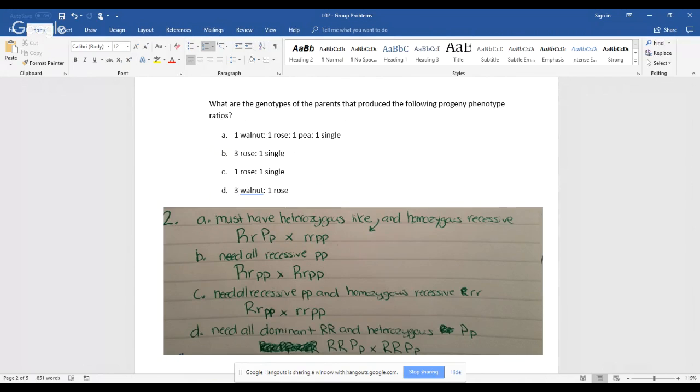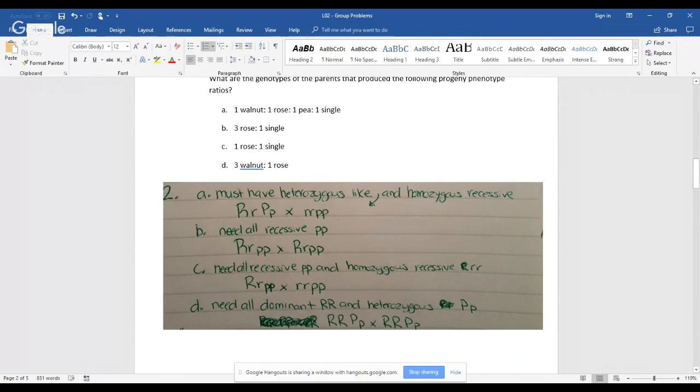For part B, to get 3 rose and 1 single, that means the P would have to be recessive, so that's going to be lowercase on all of them. And then for the R, to get a 3-to-1 ratio, you'd have to have 2 heterozygous. So I had 2 heterozygous R and both homozygous recessive for P. For 1 rose, 1 single, once again, you have to have P's be recessive for both those traits. And then for R's, you'll have to have 1 heterozygous and 1 homozygous recessive, and you get the 1-to-1 ratio.